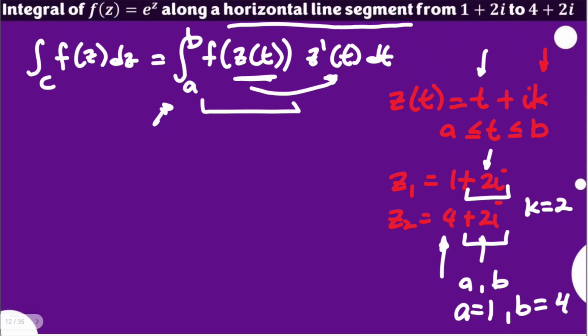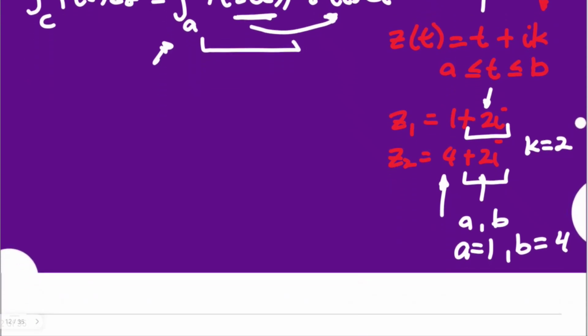So with all this already considered, we can now say that our z of t, identified as t plus ik, is equal to t plus i and then k, which is 2. So basically, you can rewrite this as t plus 2i, arranging it in specific order. Sorry, 2i, not 2k, because it's ik and k is 2.